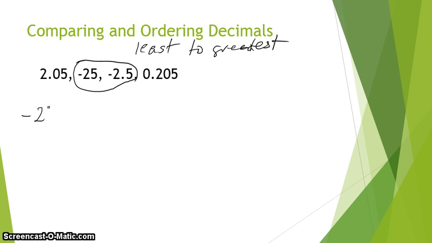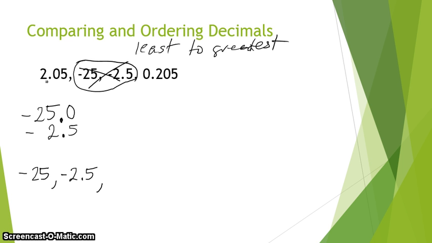So I have negative 2.5, and I'm going to line it up with the decimal point. So I'm going to fill in my decimal point. And then I have negative 2.05. Notice how I lined up the decimal points. I'm going to fill in a 0 here. And then which one is further away from 0, negative 2.5 or negative 2.05? Negative 2.5 is further away from 0, so that's going to be my smallest number. So negative 2.5. My next smallest number is going to be negative 2.05 because it's closer to 0, but it's still negative.